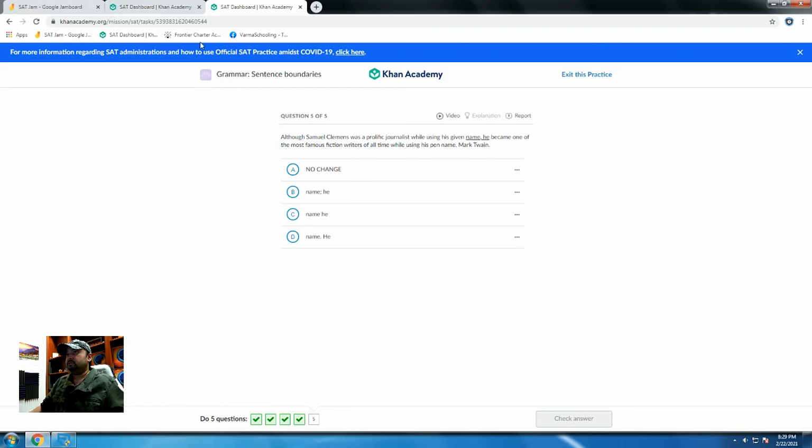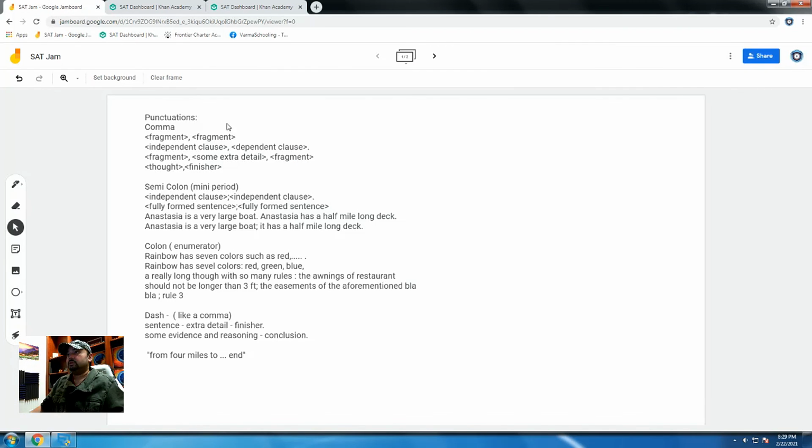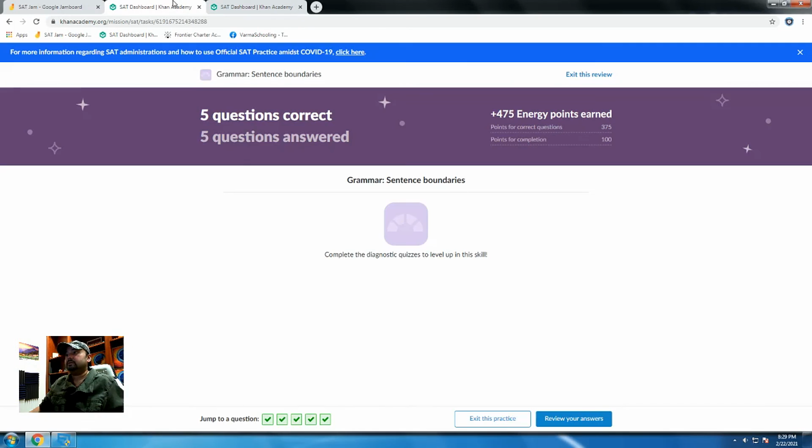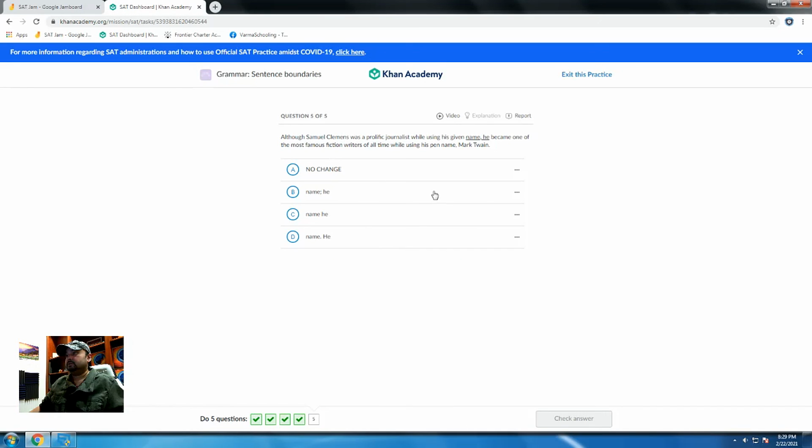So when you're using a comma, it's quite important for one of these to be independent. See, the order can actually be different. You know, it could be like this. Dependent, and then it could be independent. Could be something like that. Where were we? Yeah. So it should just be a comma, so it'll be no change.